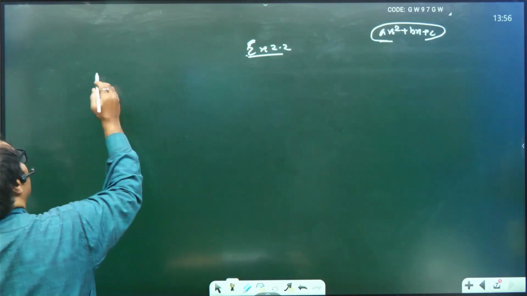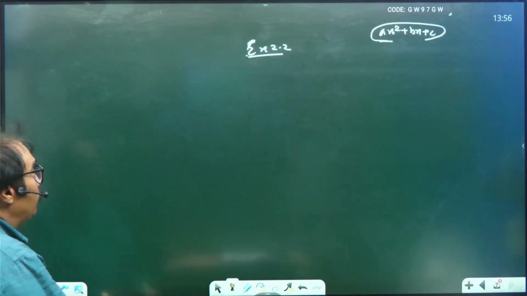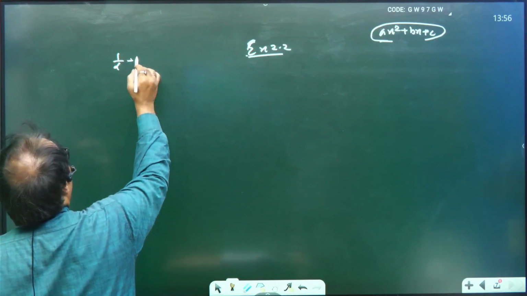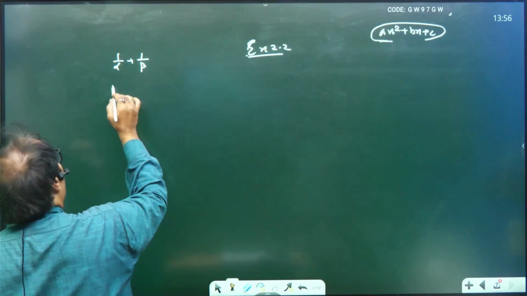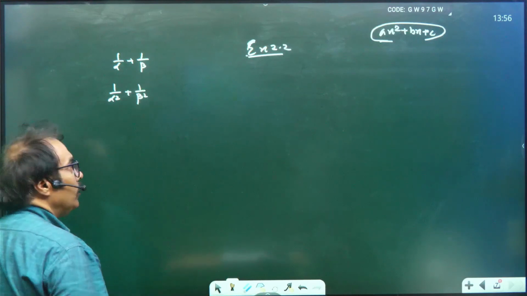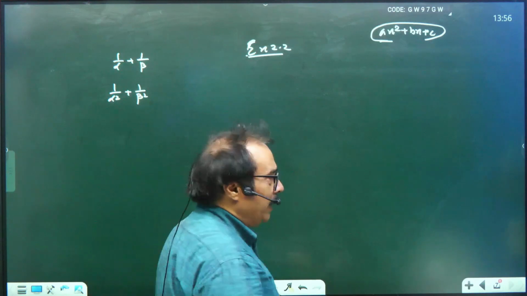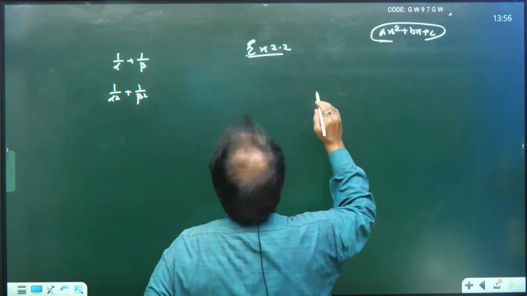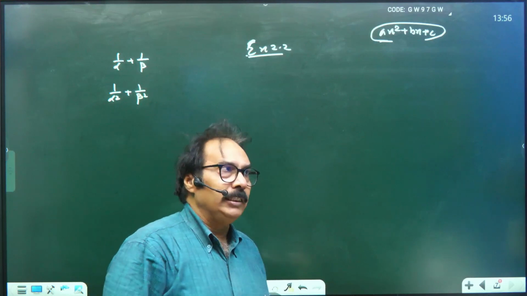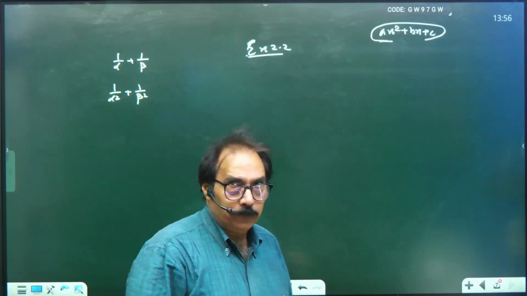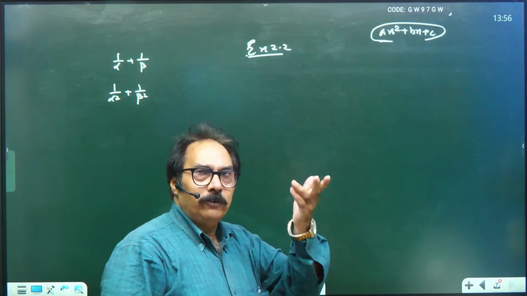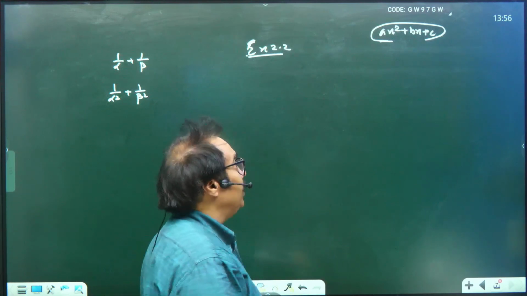Find the value of 1 upon alpha plus 1 upon beta, or 1 upon alpha square plus 1 upon beta square, if alpha and beta are the zeros of the polynomial. So for this type of question, I am writing a formula, because our solution is in the form of product of zeros and sum of zeros. So first, we will find the value of alpha plus beta and alpha beta.